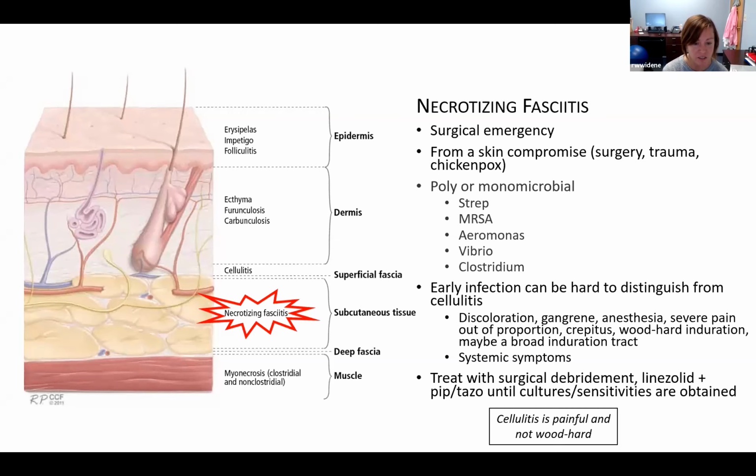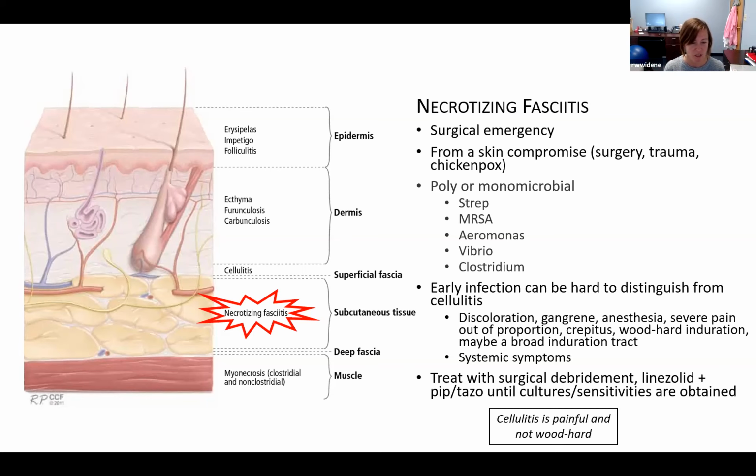Early necrotizing fasciitis. Early fasciitis can be hard clinically to discern from cellulitis. Cellulitis is going to be painful and it's not going to be hard. You can mush on it and it will give way. Fasciitis is going to be hard, like wood hard. And then you could also have anesthesia with necrotizing fasciitis if you can't feel. That's not cellulitis. You can also have the exact opposite, severe pain out of proportion to your exam, think fasciitis.